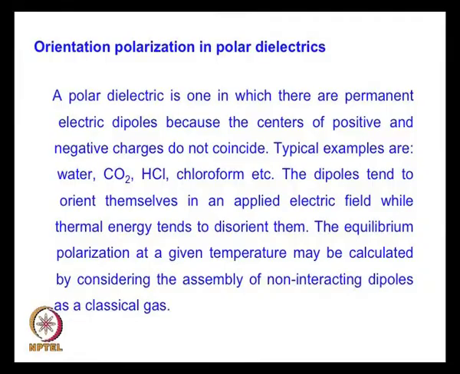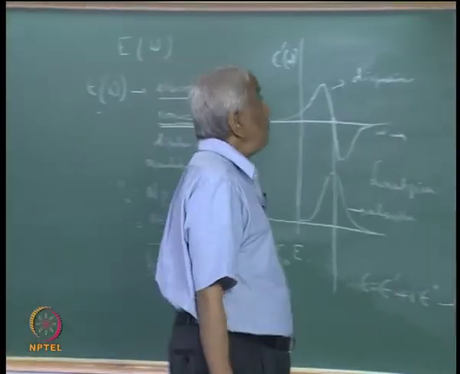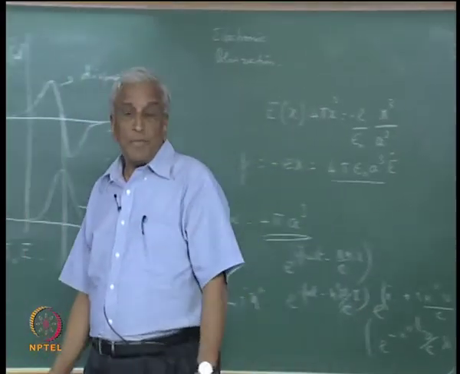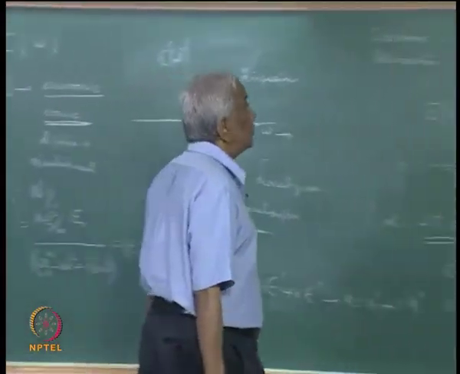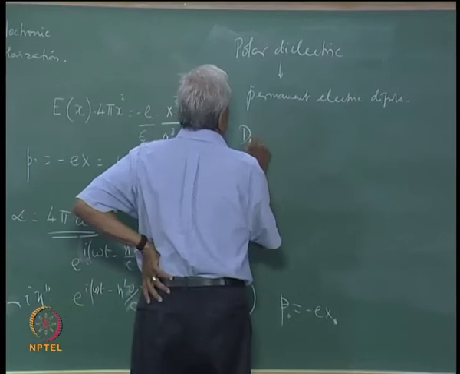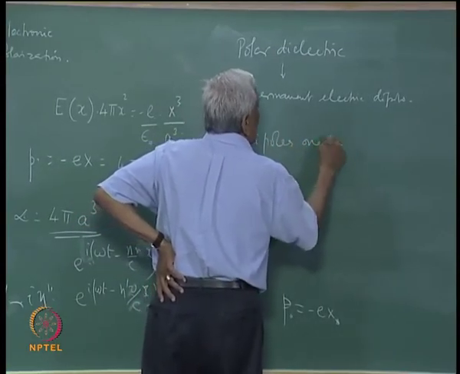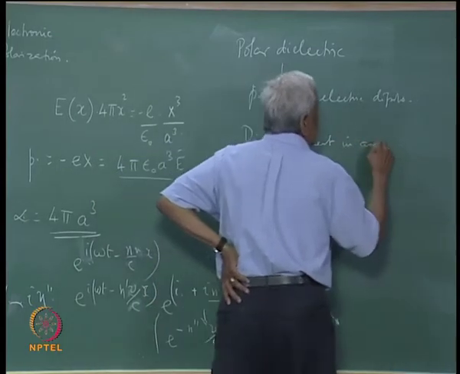As distinct from induced electric dipoles, which persist only as long as there is an applied electric field. For example, some typical substances are water, carbon dioxide, hydrogen chloride, chloroform, etc. They are all highly polar dielectrics. So, what happens is that these dipoles tend to orient themselves in an applied field.